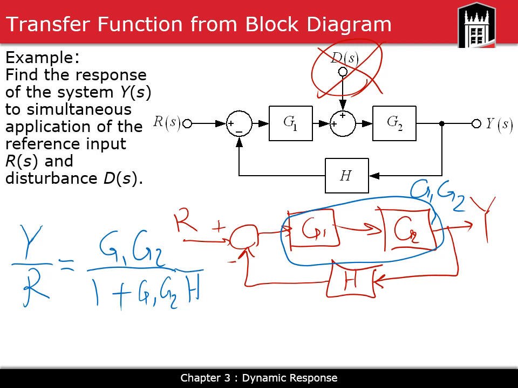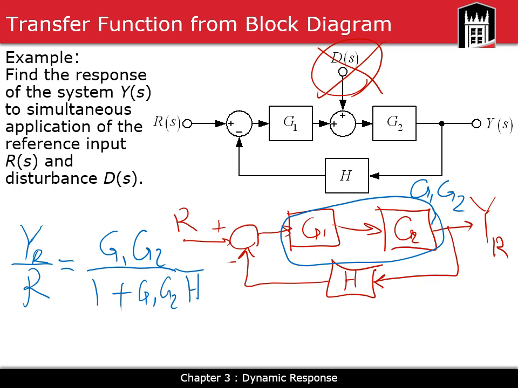Since this is not the actual system, we assume that D is 0. We should rewrite Y here as Y sub R, or any other notation that tells us this is not the output Y of the original system. So Y_R over R, this transfer function, is G1 G2 over 1 plus G1 G2 H. This is only the transfer function from R to the output, assuming that D is 0.